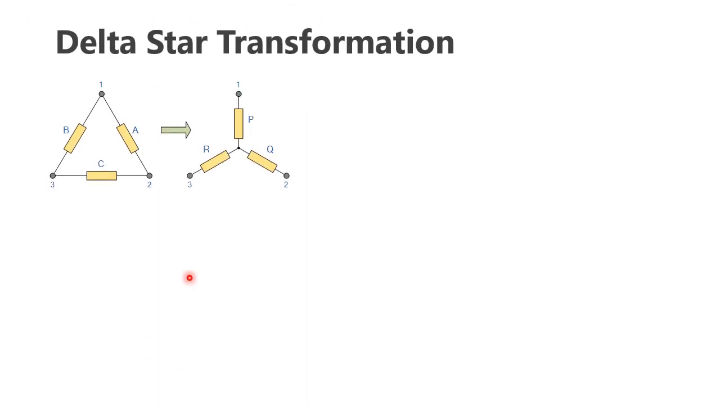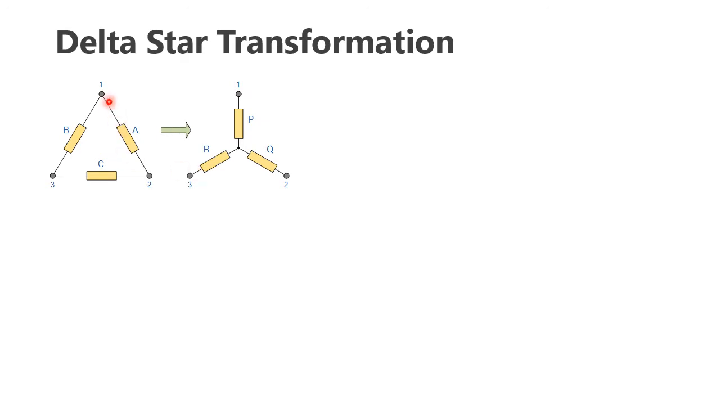I hope you are clear with the basic concept of star-delta connections. Now we are going to deal with the delta-star transformation. Here this is the delta, and this is the star network. We are going to compare these two networks and derive some mathematical relationships. There are 3 points we are going to consider: point 1, point 2 and point 3. Here also we are going to place 3 points: point 1, point 2 and point 3.